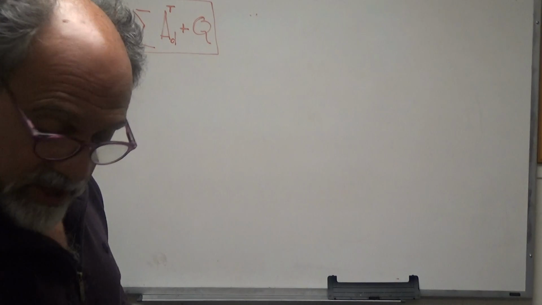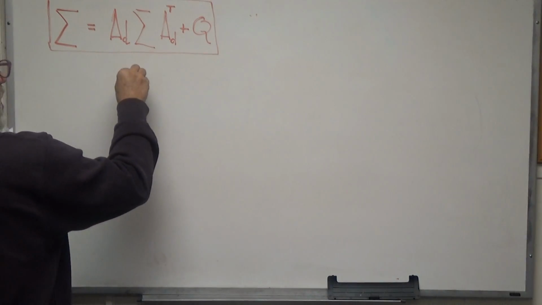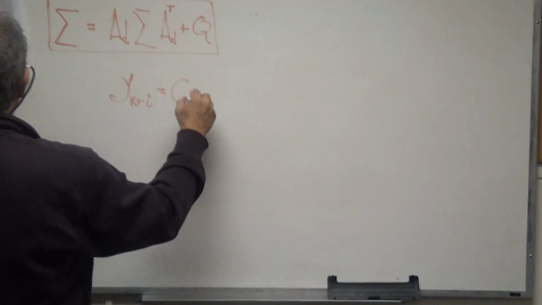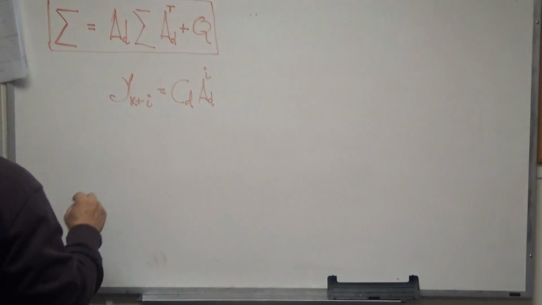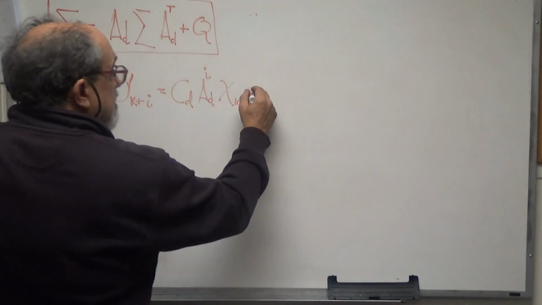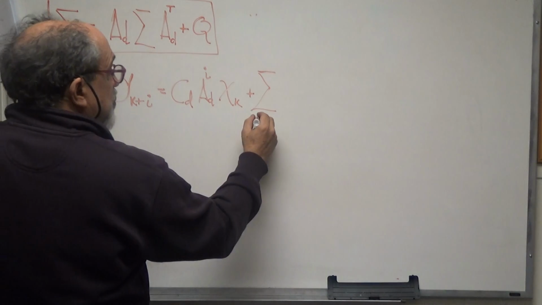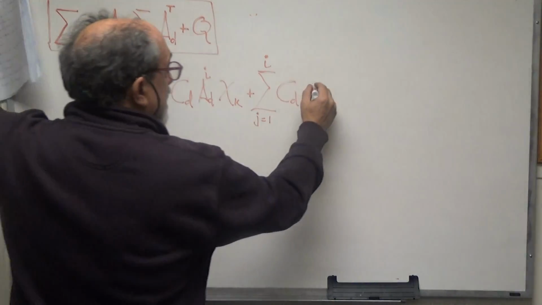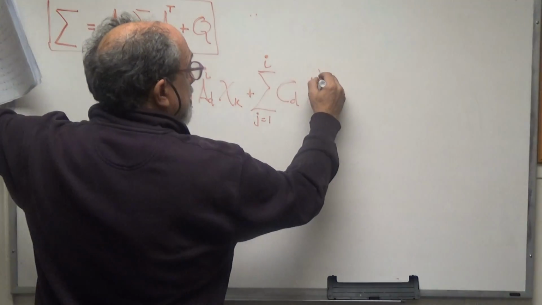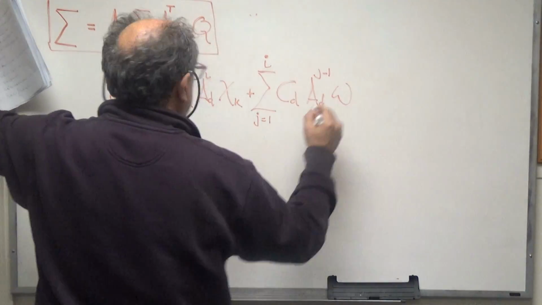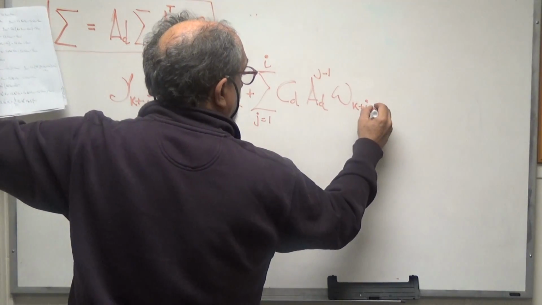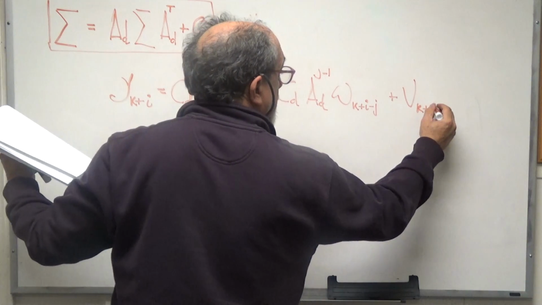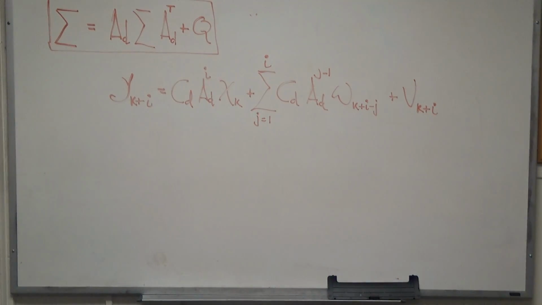And what you eventually find is that y at k plus I is equal to CD times AD to the I times xk, plus the summation from j equals 1 to I of CD times AD to the j minus 1 multiplied times W at k plus I minus j, plus V at k plus I. So this is the equation I find for y at k plus I. Okay?